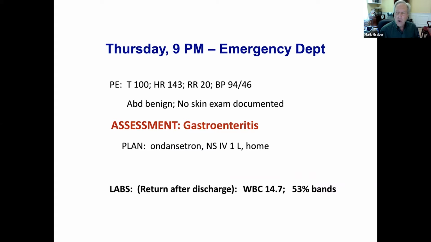After he gets home, his CBC comes back, the results of his blood tests, and his white blood count is elevated, not much, just a little, but he has 53% bands. And bands is something you see with bacterial infection. You don't see bands with viral gastroenteritis. So that's another red flag that kind of went by the wayside. And this was after he had already left.